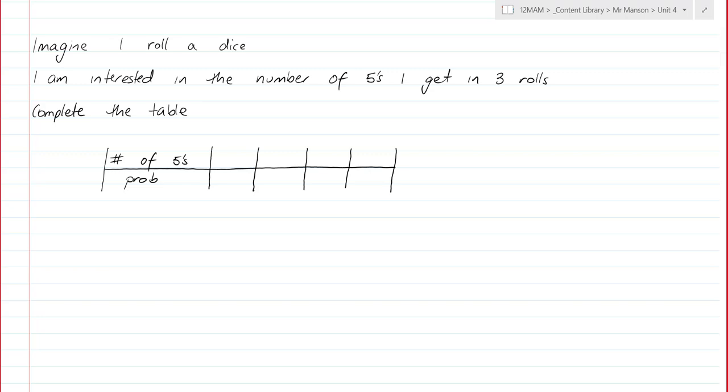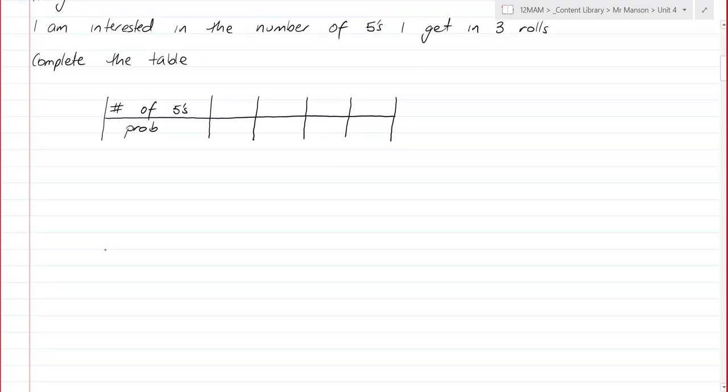Imagine I roll a dice, and I'm interested in the number of fives I get. First, I just want to recall what we did last lesson a little bit. I'm going to start by drawing the tree diagram for this. It's quite small, but later on they get quite big. So here's the tree diagram for 3 dice rolls.